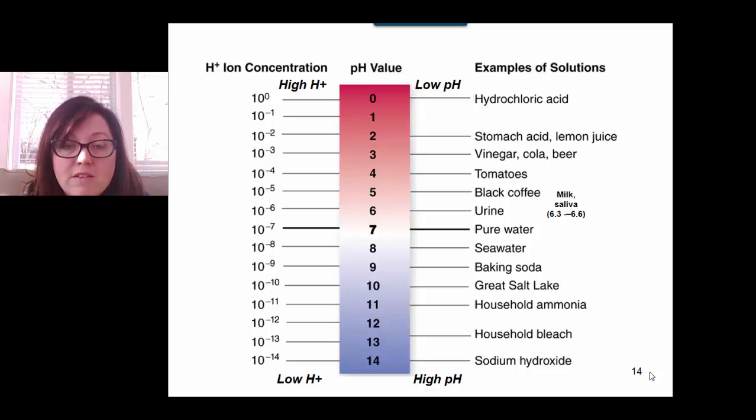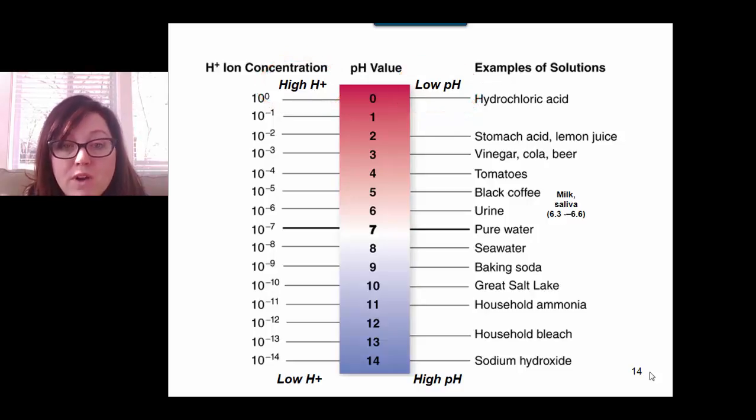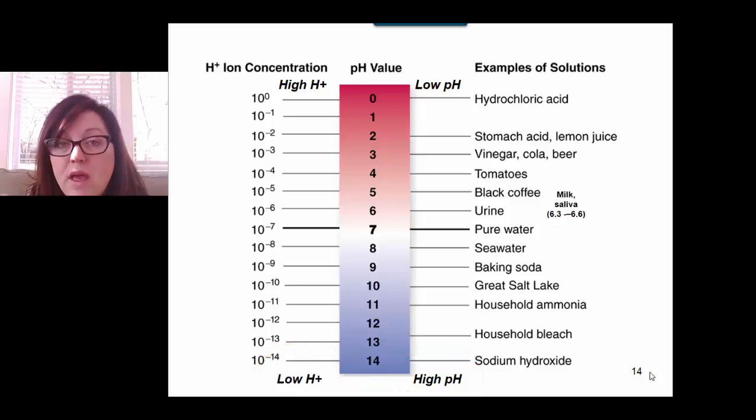Now notice that when we have a low pH, when the pH value is 0, we have a very high hydrogen ion concentration. And when we have a very high pH value, like when the pH value is 14, we have a very low hydrogen ion concentration. So there's an inverse relationship between pH value and the hydrogen ion concentration.